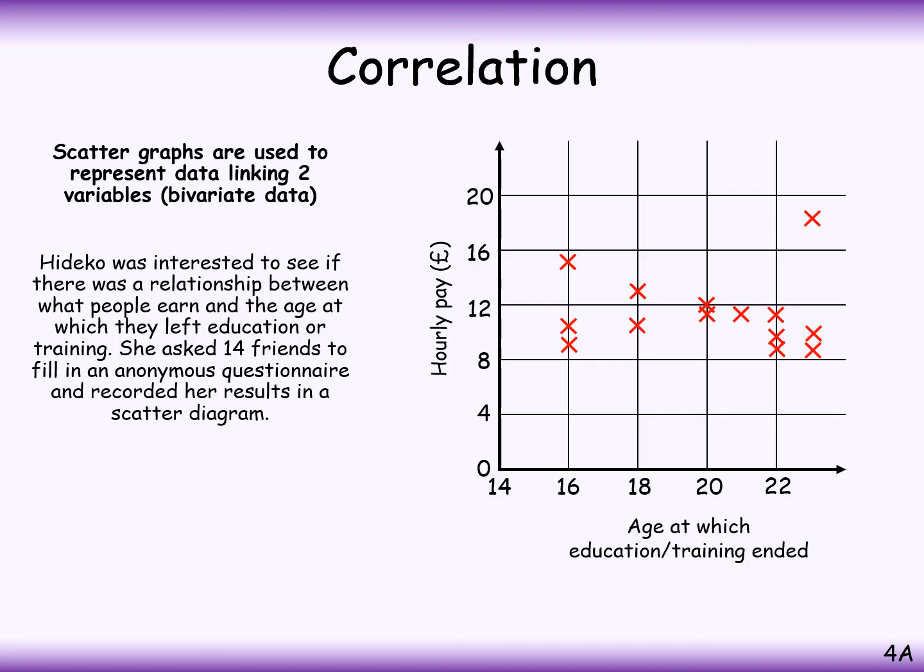Here's another example. So here we're looking at the age at which education or training ends in a certain place, and we're looking at the hourly pay. So first we're asked to describe the type of correlation this shows. And we know this is a very weak negative correlation. It's not even negative really, it seems like there's no correlation, but if you were to draw a line of best fit, I suppose it can be a very weak one.